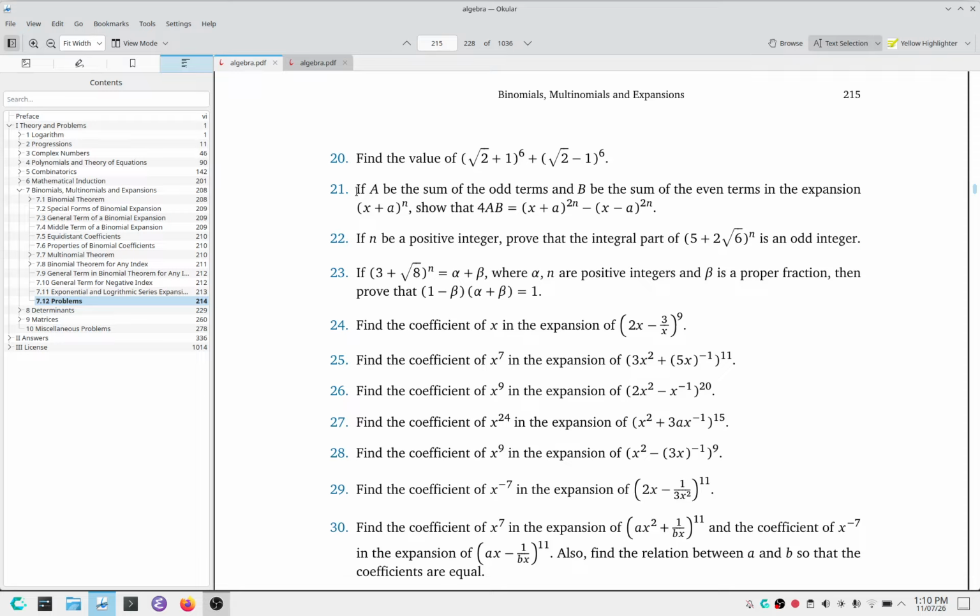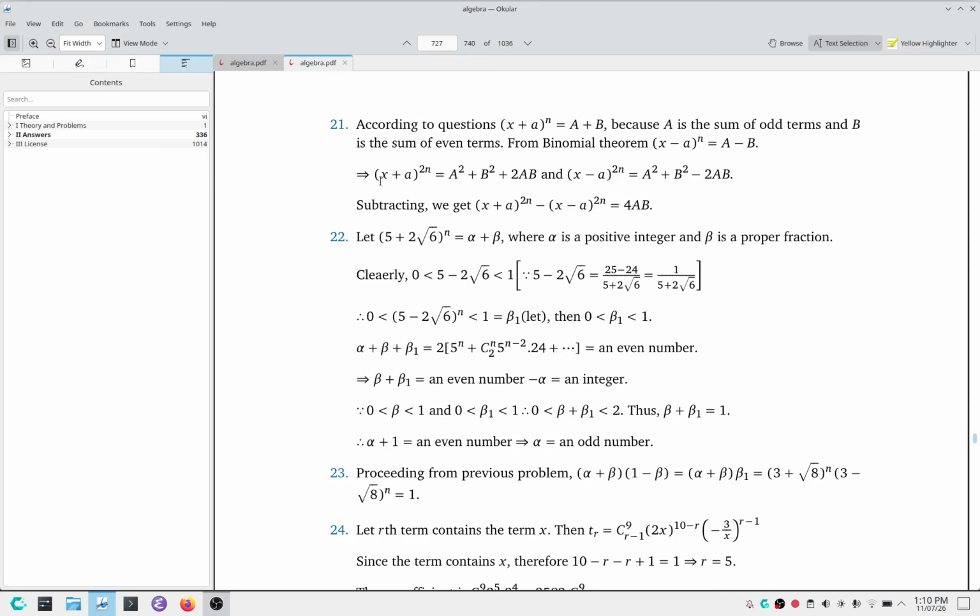Question 21 says that if A be the sum of the odd terms and B be the sum of the even terms in the expansion (x + a)^n, show that 4ab is equal to (x + a)^2n minus (x - a)^2n. So according to the question, (x + a)^n will be A + B, because A is the sum of odd terms and B is the sum of even terms.